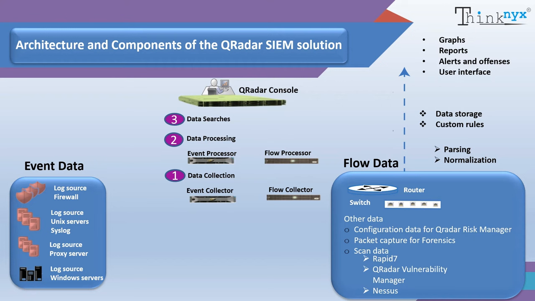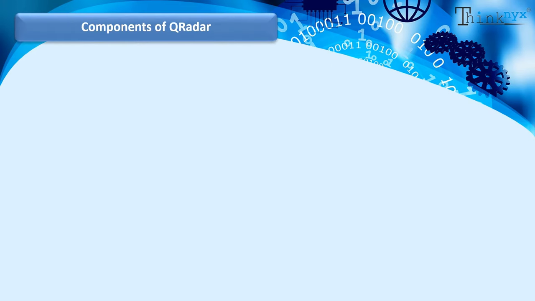IBM Security QRadar SIEM is a modular architecture that provides real-time visibility of your IT infrastructure, which you can use for threat detection and prioritization. QRadar components. Use IBM Security QRadar components to scale a QRadar deployment and to manage data collection and processing in distributed networks. QRadar deployments can include the following components.